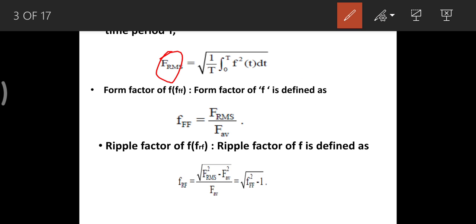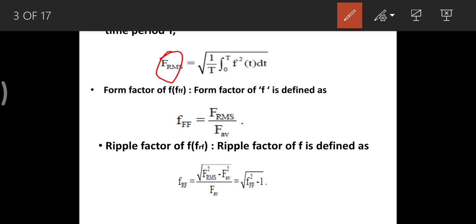So f RMS can be expressed as square root of 1 by T integral 0 to T f square into dt. So here we already know that this T is considered as the time period of the given function.